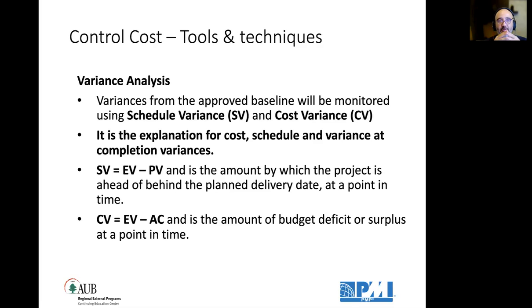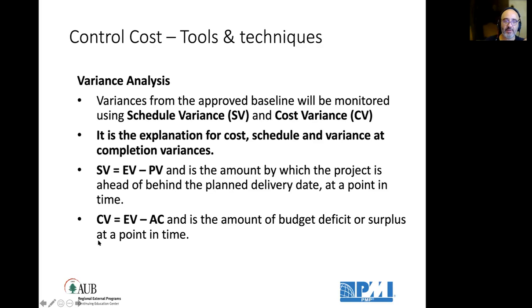So the formula: schedule variance is earned value minus planned value. I am subtracting the work I delivered from the work I was supposed to deliver. So if I worked 80 and was supposed to deliver 100, schedule variance is minus, which is what? Bad, meaning behind. It's the amount by which the project is ahead of or behind the planned delivery date at a certain point in time.